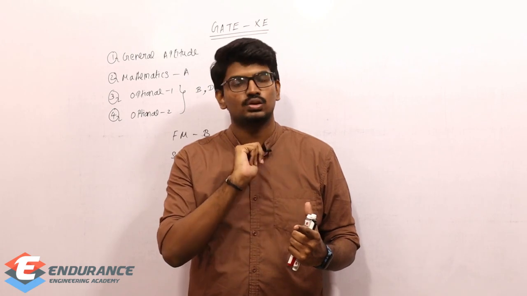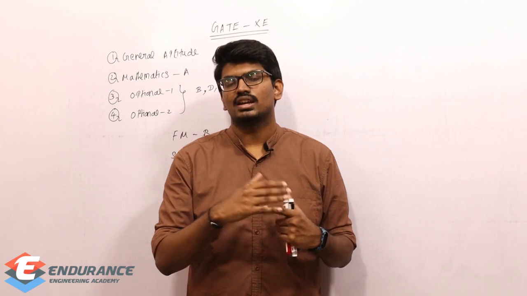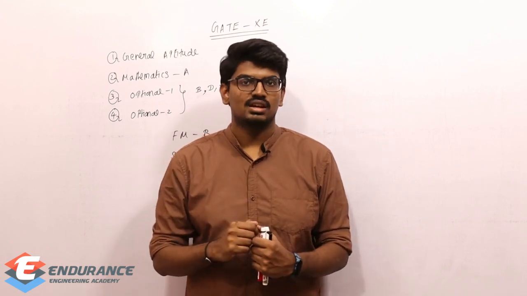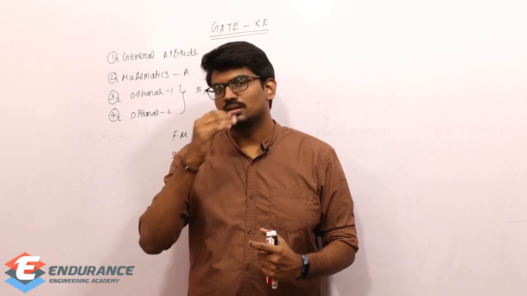We already know that there are two compulsory sections, general aptitude and mathematics, and two optional sections. We can choose from the options which are available. General aptitude and mathematics, let me keep on hold. Let us come to the optional.